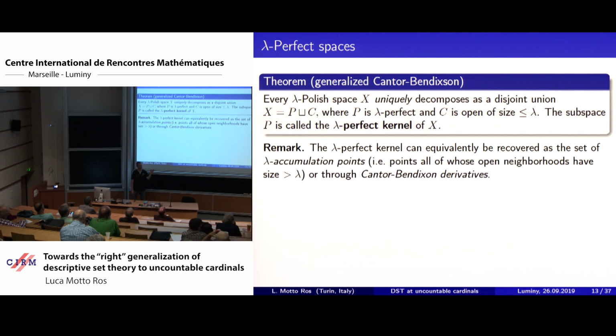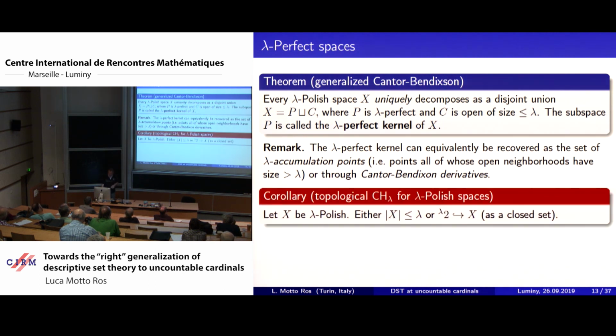Either you take Cantor-Bendixson derivatives, so eliminating isolated points, but lambda isolated points, and iterate this process, or you can just take the lambda accumulation points defined in a natural way. This is already the perfect kernel. Okay, so this works perfectly like in the classical case.